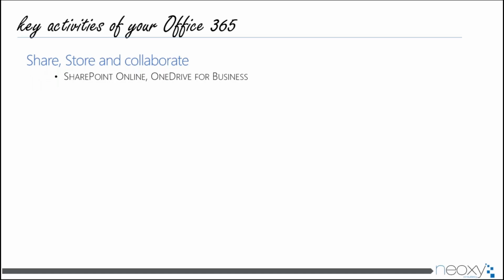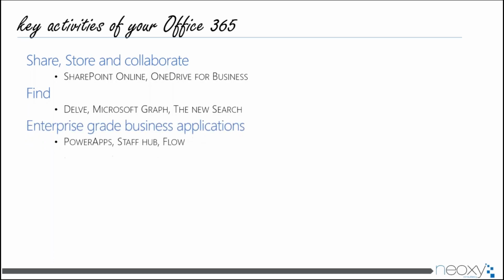I mentioned sharing, storing, and collaborating. Well, this can be done with SharePoint Online and OneDrive for Business. Matches perfectly. You need to find stuff, as I mentioned. Well, you have the Graph, you have the new search coming in Office 365. You have Delve, right? I mentioned enterprise grade applications: Power Apps, Flow, StaffHub, matching perfectly in Office 365.